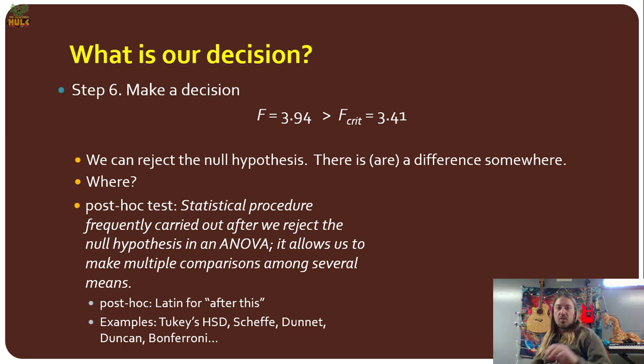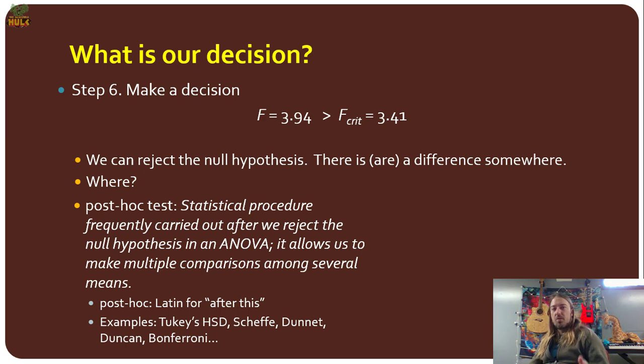Last step then is to make a decision. We compare our obtained F ratio of 3.94 to our critical ratio of 3.41. This is greater than, it is further into the tail, it is less likely to be due to chance, therefore we reject the null hypothesis. There is, maybe are, a difference or differences somewhere between our groups. Where? Well, as I said, we don't know yet.